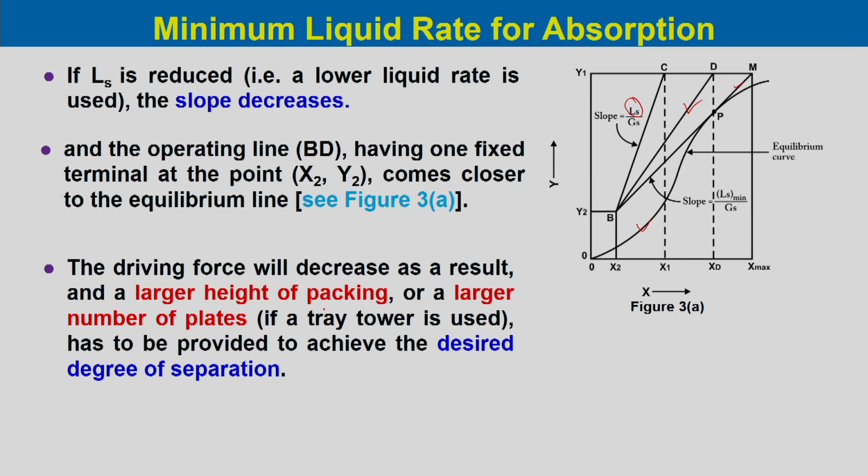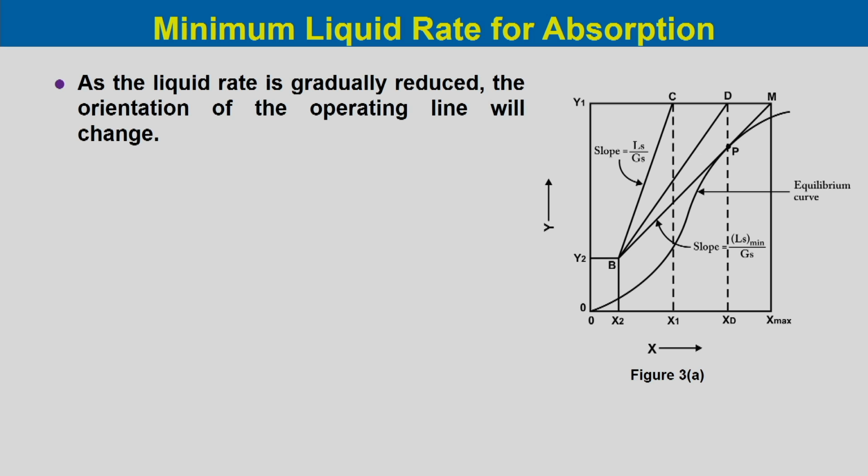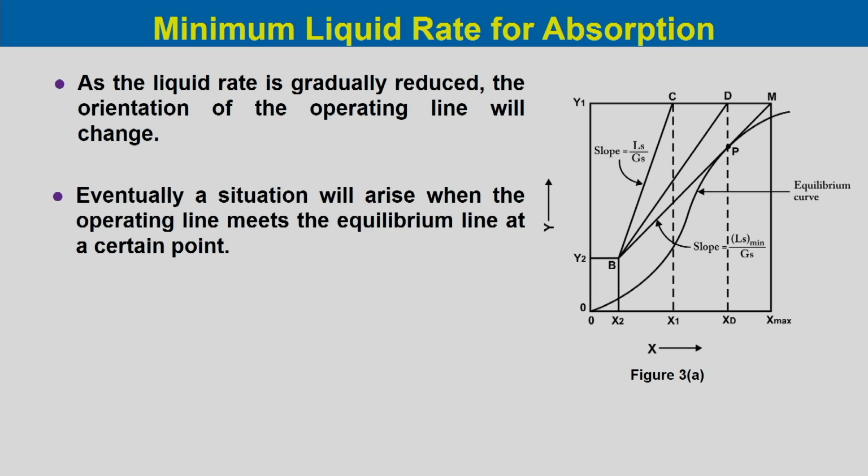So, a larger height of packing, or a larger number of plates if a tray tower is used, has to be provided to achieve the desired degree of separation. For the same separation, if we decrease the liquid rate, the number of plates or the height of tower required should increase. As the liquid rate is gradually reduced, the orientation of the operating line will change. Eventually, a situation will arise when the operating line meets the equilibrium line at a certain point.